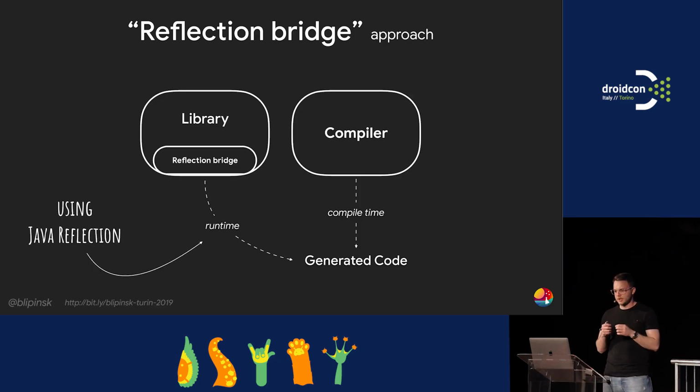And having this knowledge, the runtime library, something that you can refer to right off the bat, right after you include it in your project, can actually find the generated code in runtime. The only downside of all this is the fact that it does that with Java reflection, hence the name of the reflection bridge.